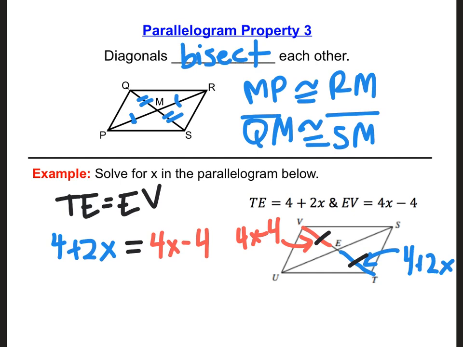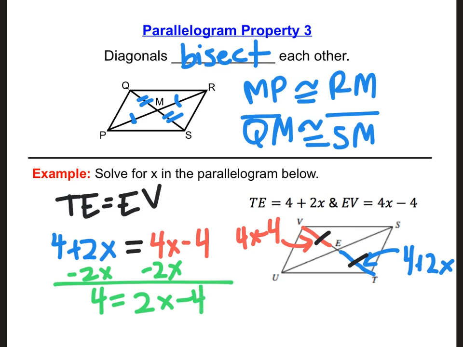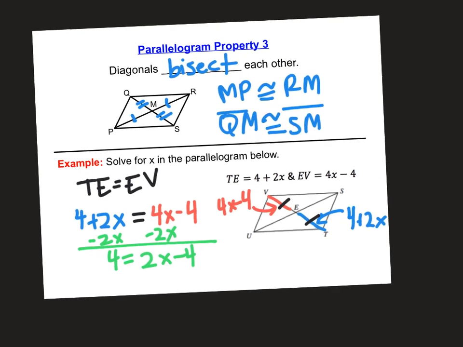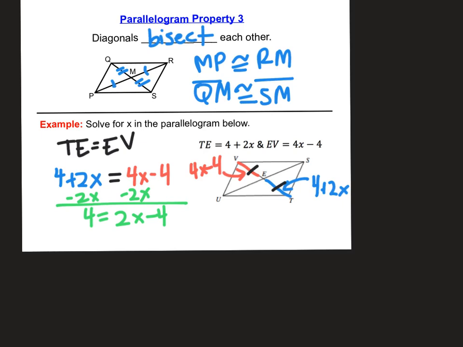Again, from here, I'm going to solve for x, so I want to move all my x's to one side. So we'll subtract 2x from both sides. We get 4 equals 2x minus 4. I'm going to zoom out just a little bit so I have some room. Then we want to move that minus 4 to the other side, so we're going to add 4 to both sides. We get 8 equals 2x.